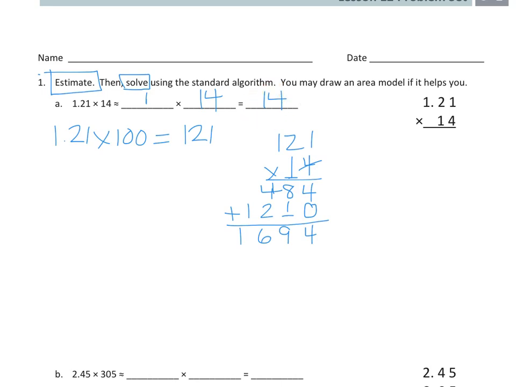So since we multiplied over here by 100, we have to actually divide our answer by 100, do the opposite, which means that this 4 needs to be in the hundredths column. Here is the tenths, so our decimal needs to be placed in between the 6 and the 9. So we have 16 and 94 hundredths. That's more reasonable. That's closer to 14. So I'm going to say that this is a good product for our problem.